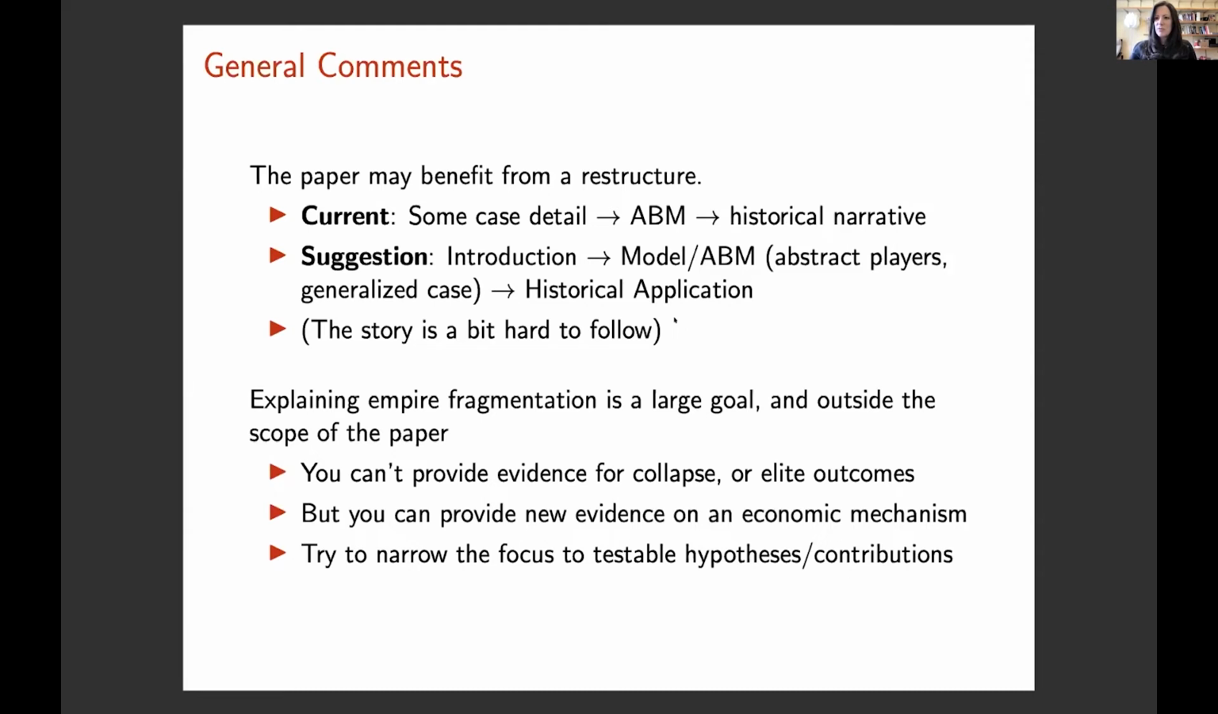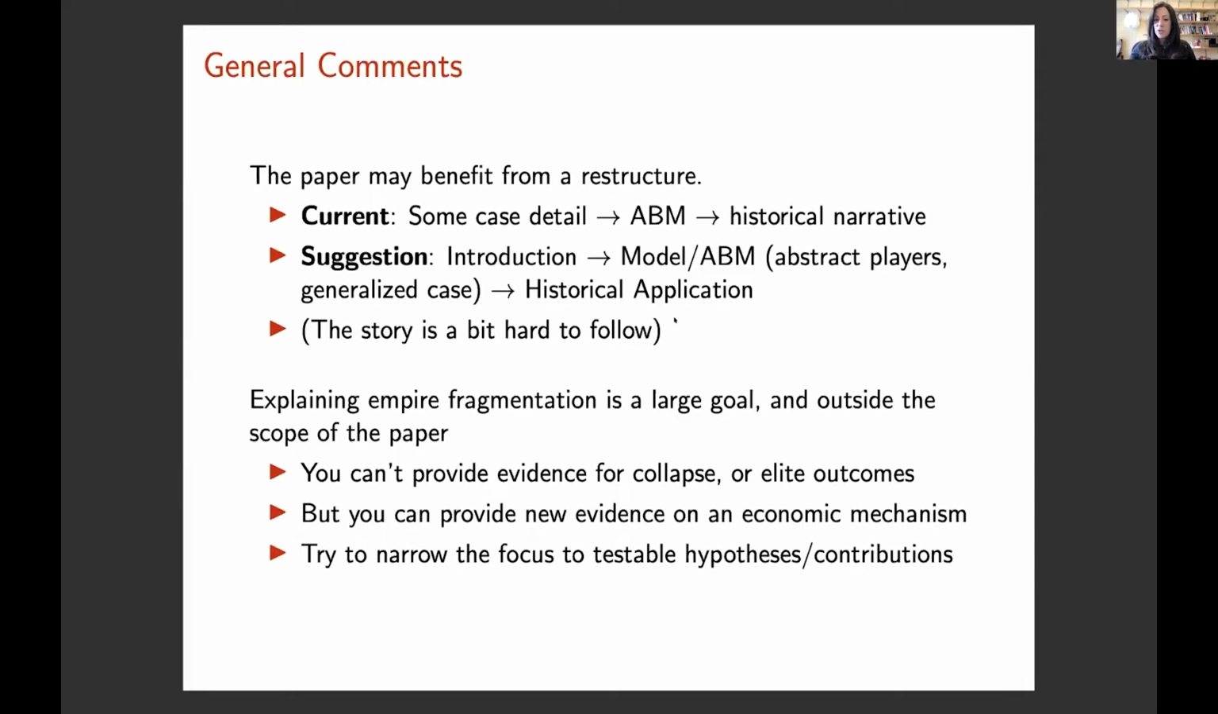Also note that I think the framing is very, very broad, okay? So explaining empire fragmentation is a large goal, and actually I think a bit outside the scope of this paper. So I'd like you to think about this and about what your contribution is. Because you don't have any direct evidence for the collapse or some of the elite outcomes during this state of turmoil, right? As a function of the Bourbon reforms.